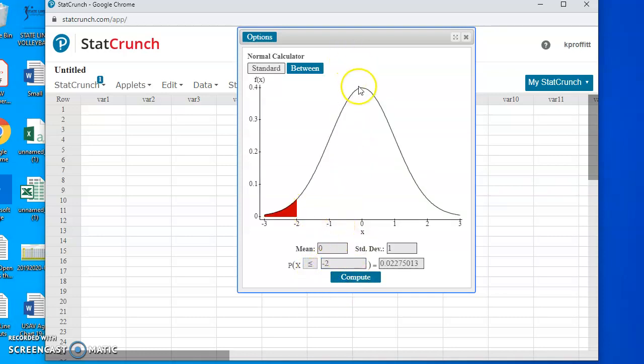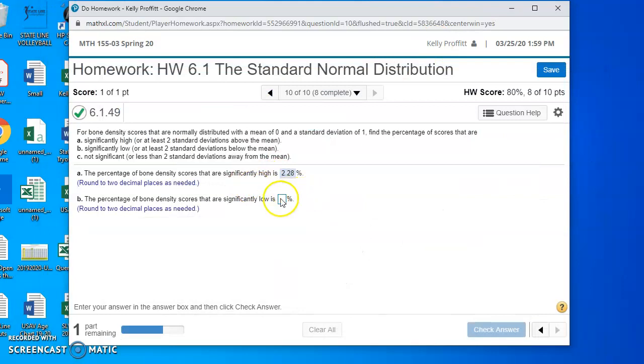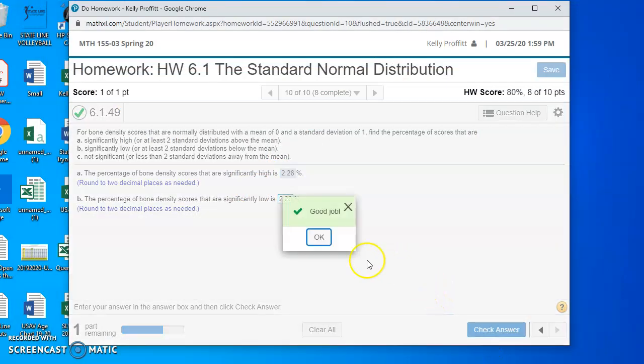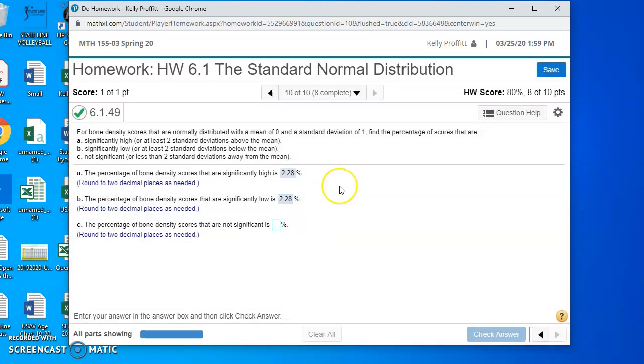And notice this is symmetric. This standard normal curve is symmetric. So the area that we found over here for part A, it's going to be identical over here for the area that's less than -2, which was the 2.28 again, the 2.28%. Okay. So 2.28% of the bone density scores would be below the z-score of -2. All right.